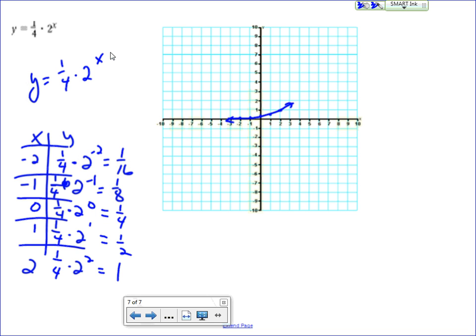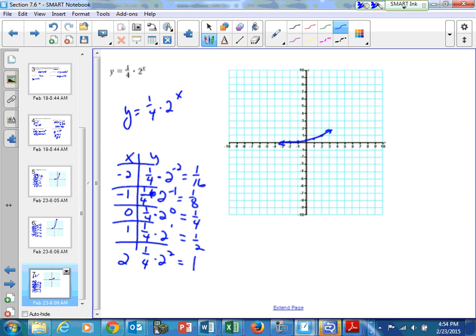Okay, that is all I have for this section. So hopefully you can say that I can evaluate and graph exponential functions. That is a wrap.